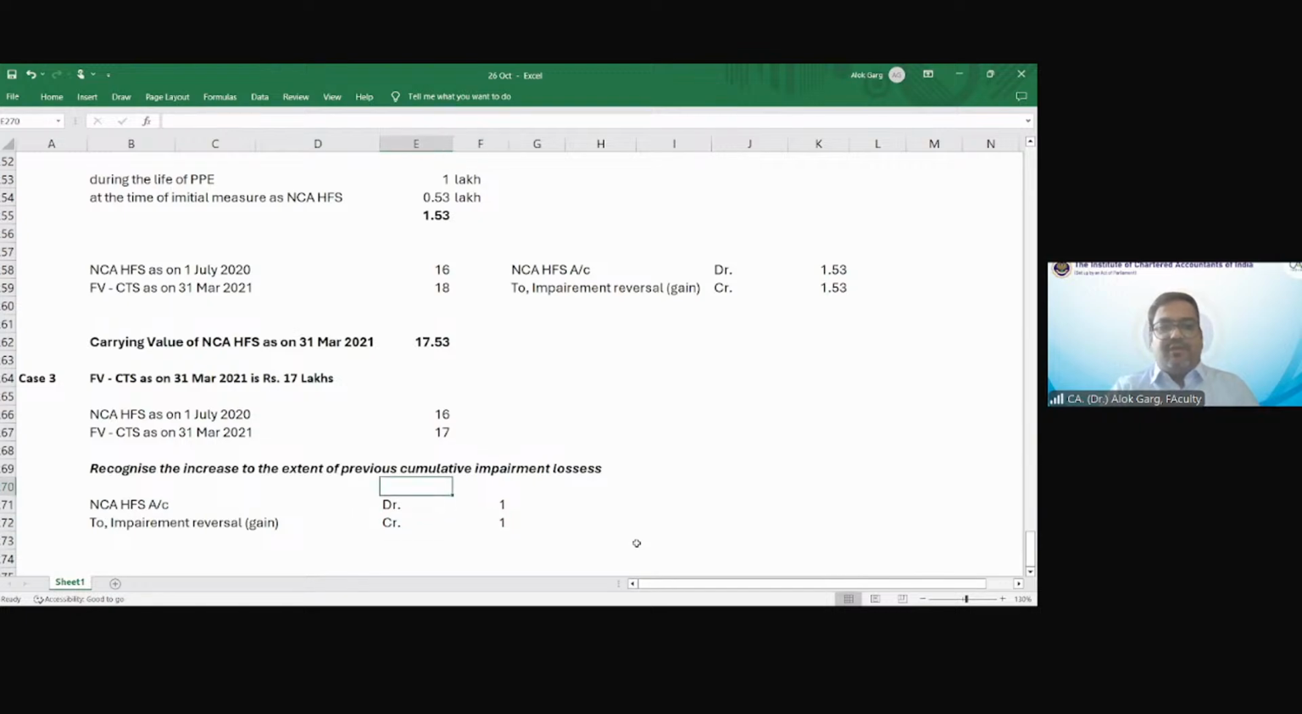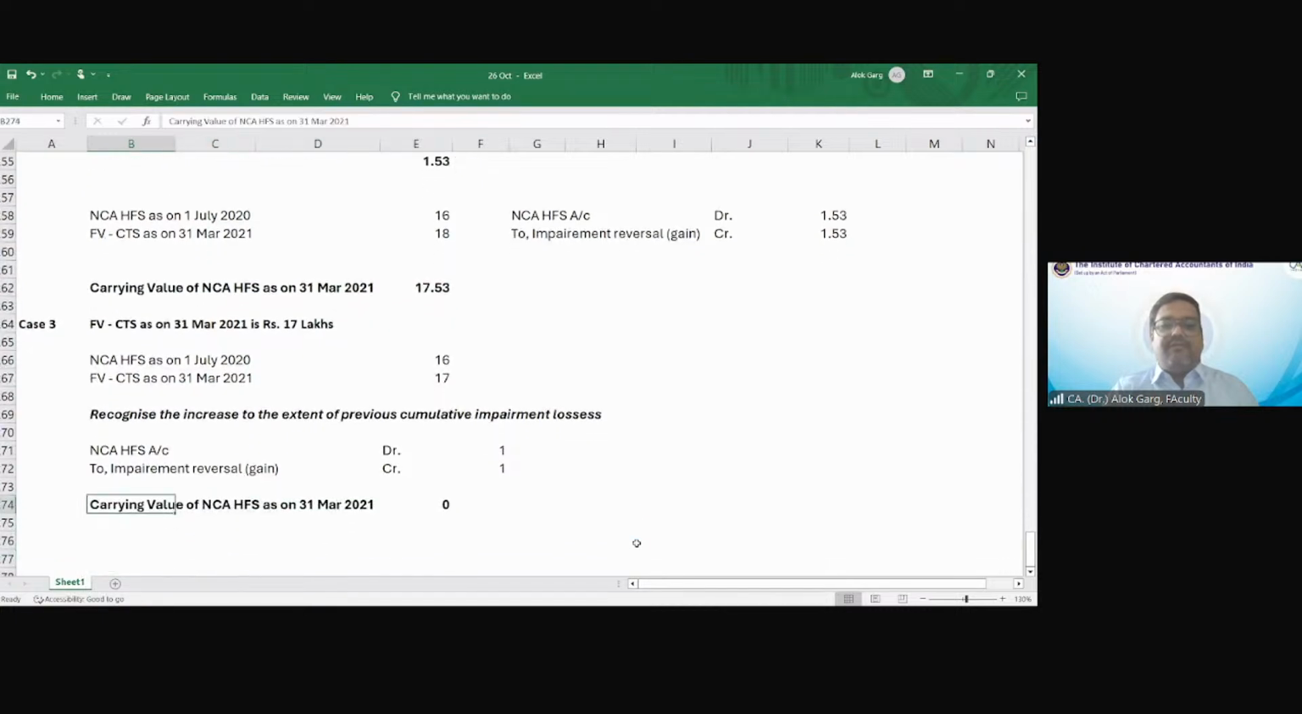So what is my carrying value of HFS as on 31st March 21? What is my carrying value as on 31st March 21? 16 plus 1, 17 lakh. Any doubt? Any problem on the initial measurement, on the remeasurement? Any question?